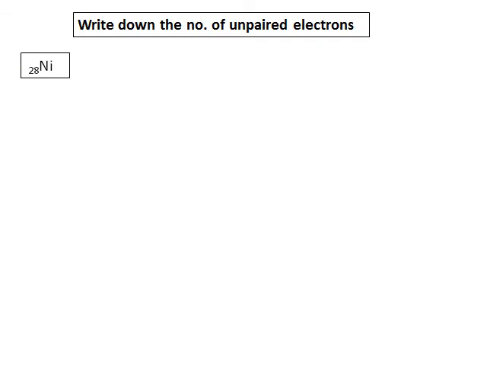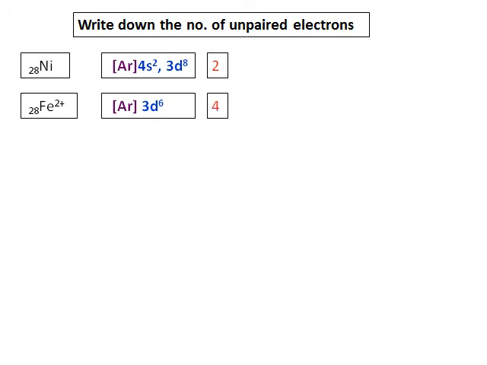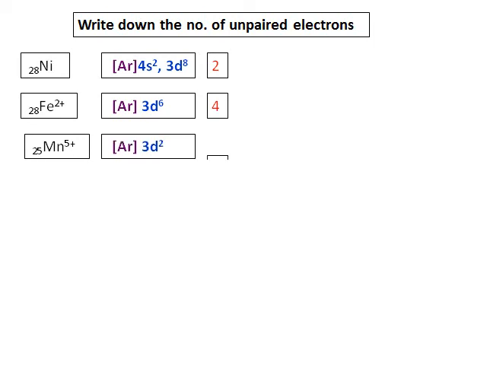Write down the number of unpaired electrons in the following. If you want, write the box structure and find out. But with experience, you can get the unpaired electrons just by writing the electronic configuration. As I have written, nickel has 2 unpaired electrons. For Fe2+, the 4s electrons should have gone, and if you expand the 3d, you will see that it will have 4 unpaired electrons.